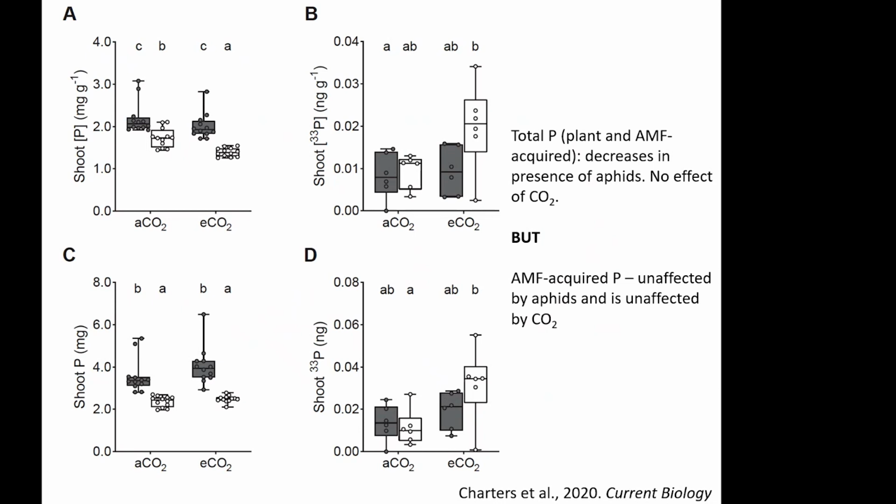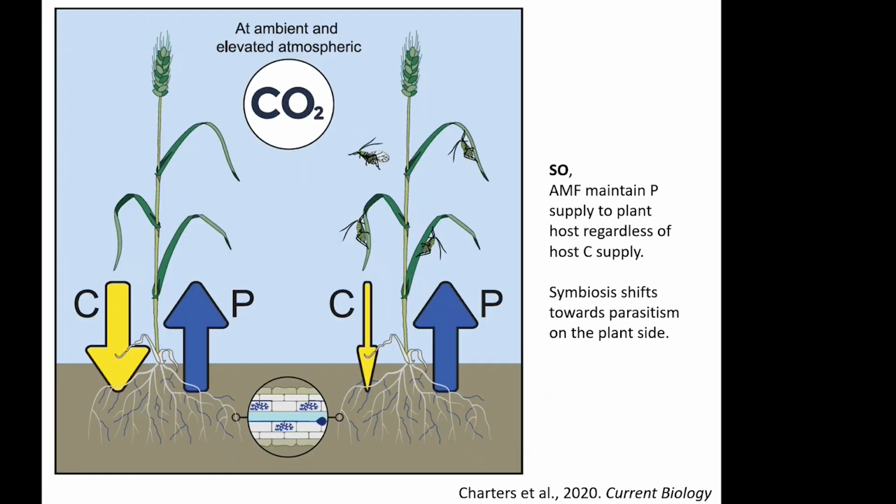However, the phosphorus was a really interesting one. If we look at total phosphorus, this is plant-acquired and mycorrhizal-acquired phosphorus. You can see when aphids were present, it decreased. However, when we look at the mycorrhizal-acquired phosphorus, so the radio-labeled phosphorus only, aphids didn't seem to make a difference. So we had this decoupling of the carbon for nutrient exchange when you had aphids in that system. What this suggests is that when you add a competitive plant carbon sink, you change the nature of the relationship. It's not a straightforward one-for-one exchange.